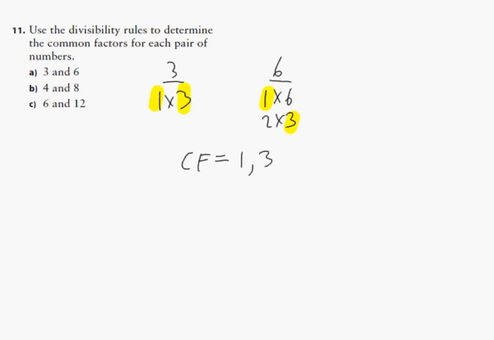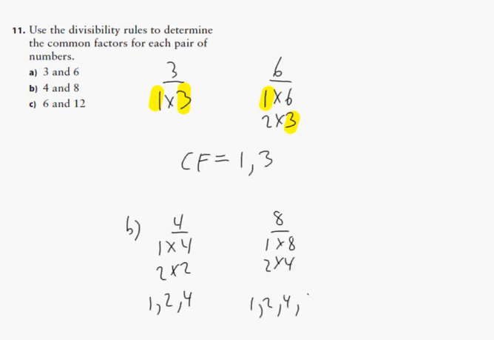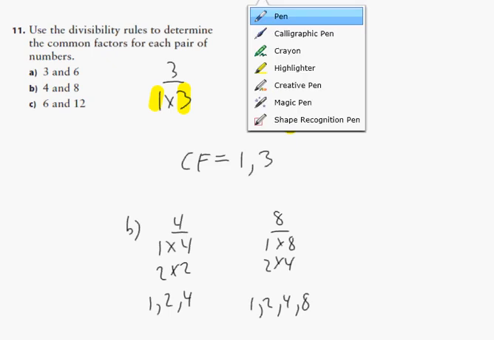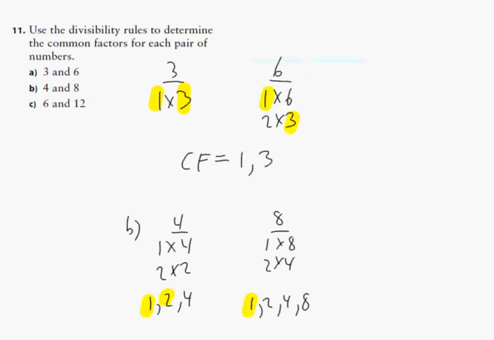For question B, we have 4 and we have 8. For 4, we can go 1 times 4, we can go 2 times 2. So the factors are 1, 2, and 4. For 8, we can go 1 times 8 and 2 times 4. So we have 1, 2, 4, and 8. So the common factors we have here, 1 is common, 2 is common, and 4 is common. Those are the 3 common factors of 4 and 8.